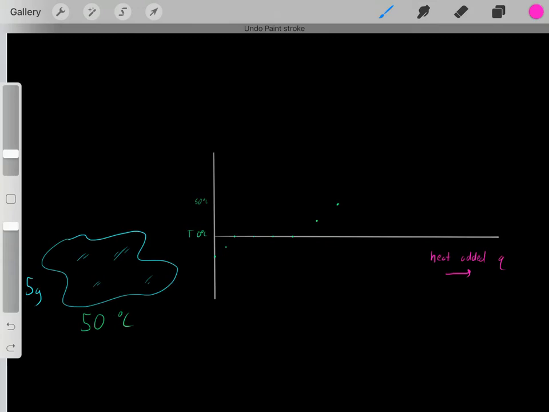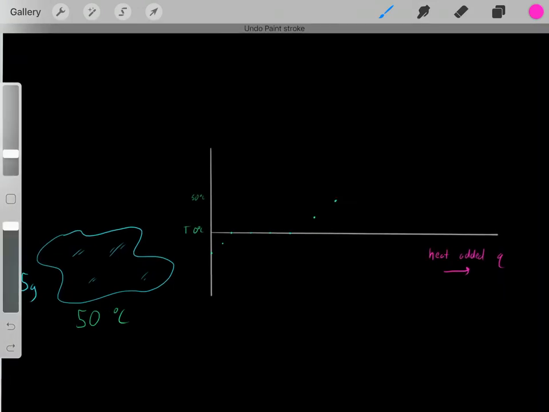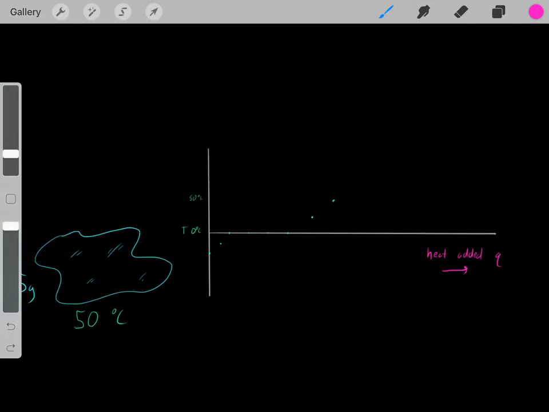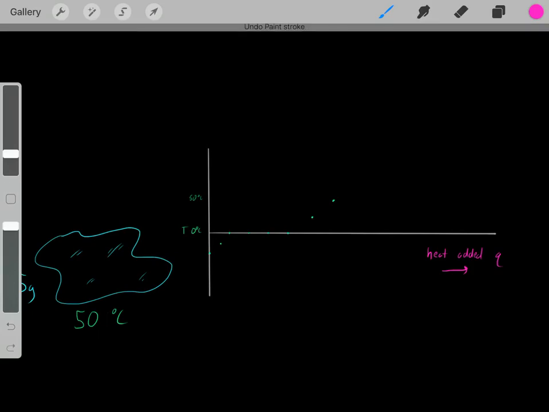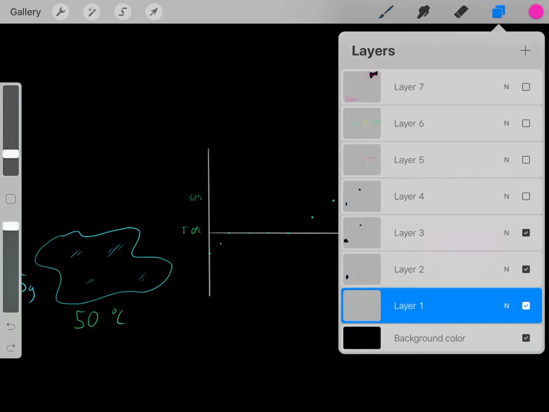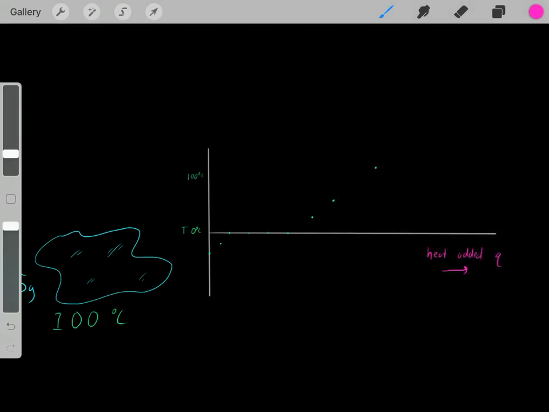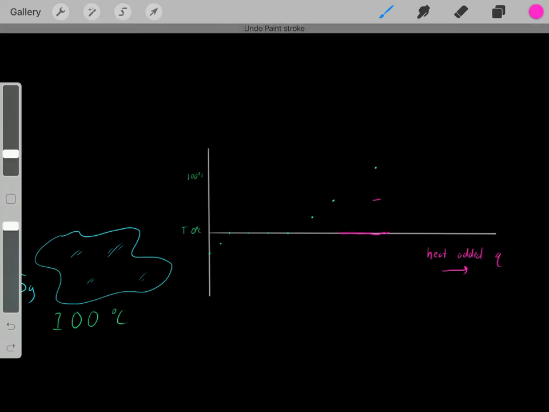And again, what's going to happen if we keep on adding heat? We're going to keep on increasing the temperature. So now let's say we add a lot of extra heat, and once we add a lot of extra heat, the temperature increases from 50 degrees Celsius to maybe now 100 degrees Celsius. So we add this extra amount of heat, and we saw the temperature increase from 50 degrees Celsius all the way up to 100 degrees Celsius.